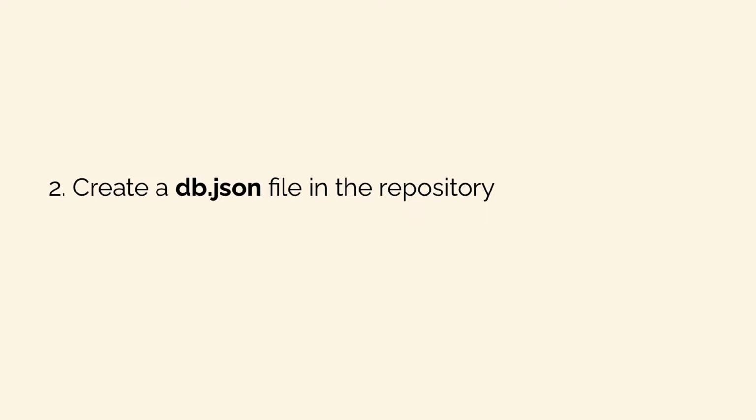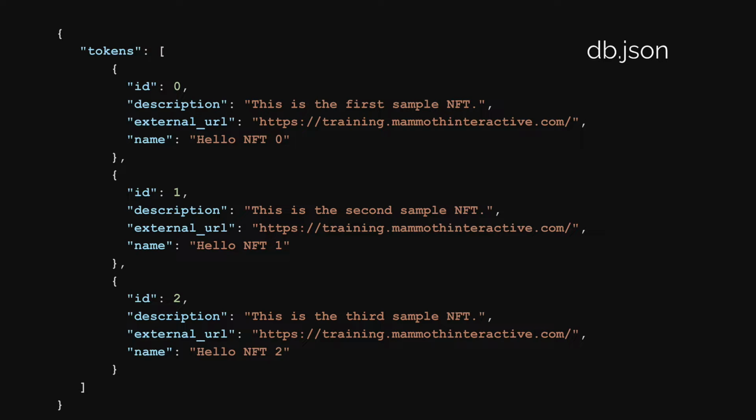Then you have to create a database.json file in the repository. This database.json is going to contain the NFT details. For example, here is our database.json. It defines the tokens, each token ID, description, external URL, and name. So this is the data for 3 NFTs that we're going to create. So you want to follow this format when building your own details.